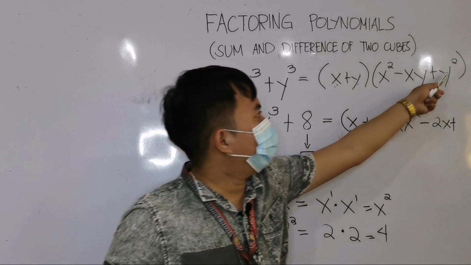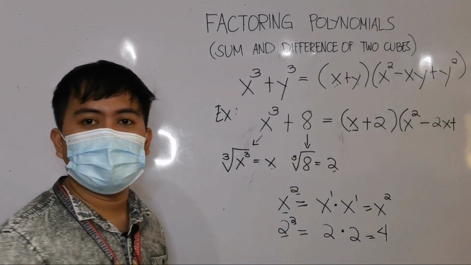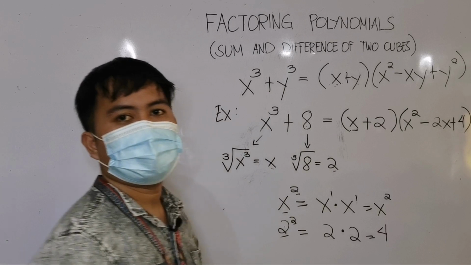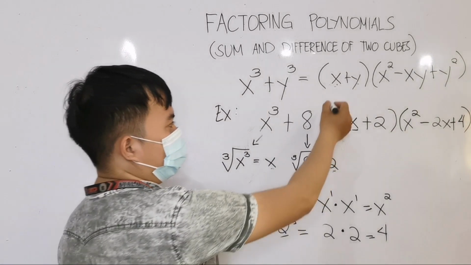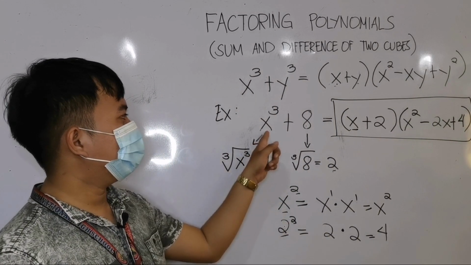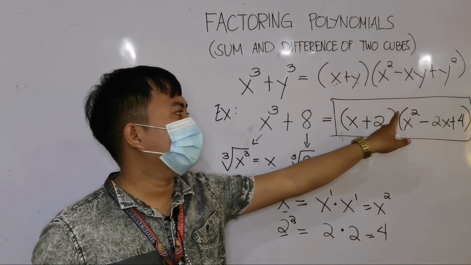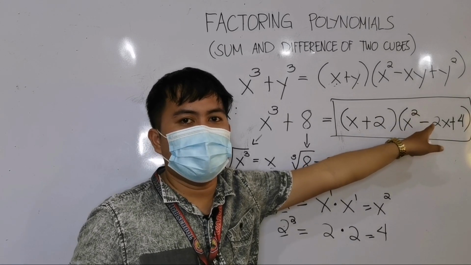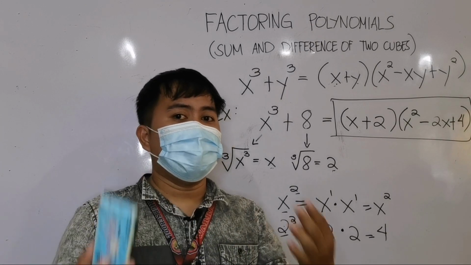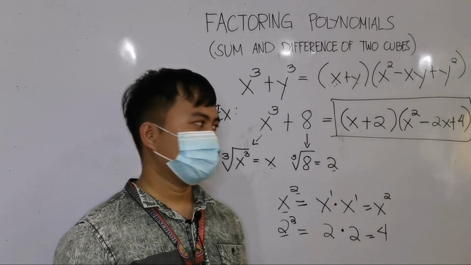Balikan po natin, the square of y, and the value of y here is 2, and the square of 2 is 4, meaning to say, our last number for our final answer is 4. Ito na ngayon ang factored form of x cubed plus 8: the quantity of x plus 2 times the quantity of x squared minus 2x plus 4. Okay. Medyo malito-lito pa konti. So, bibigyan ko kayo ng iba pang halimbawa.